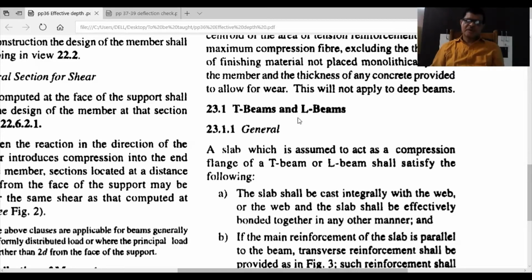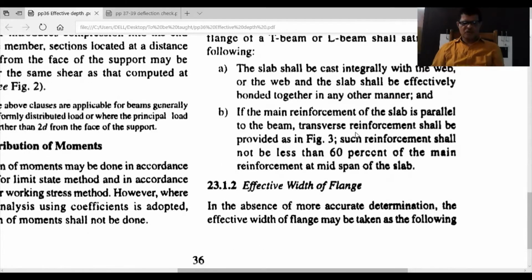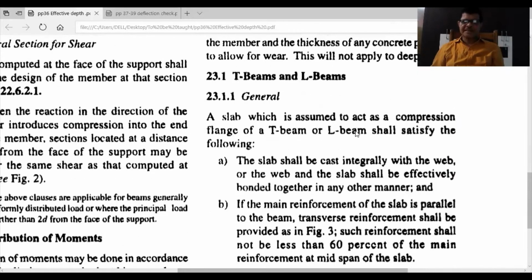But one of the parameters is the width of the flange, that has to be calculated depending on the codal provisions. As far as the shear check is required, it is the same as for rectangular sections, only in place of B you have to take the width of the web, BW. And for control of deflection there is a slight change, and development length is similar to the rectangular section. So please open your IS code, page number 36, clause number 23.1.